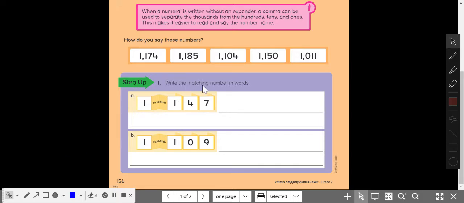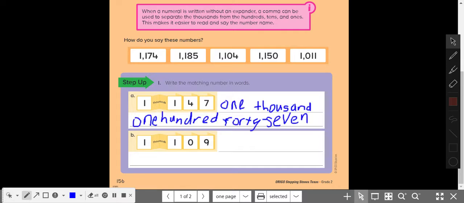It says, write the matching number in words. So I'm going to write the number in words on my screen. I have 1147. There you have it, 1147. Now it's not pretty. I wrote it on the computer, so it doesn't look perfect. I don't expect yours to look perfect either. However, you can use the text box tool. I don't have one on this program, so Ms. Bailey just tried to make it as pretty as I could.